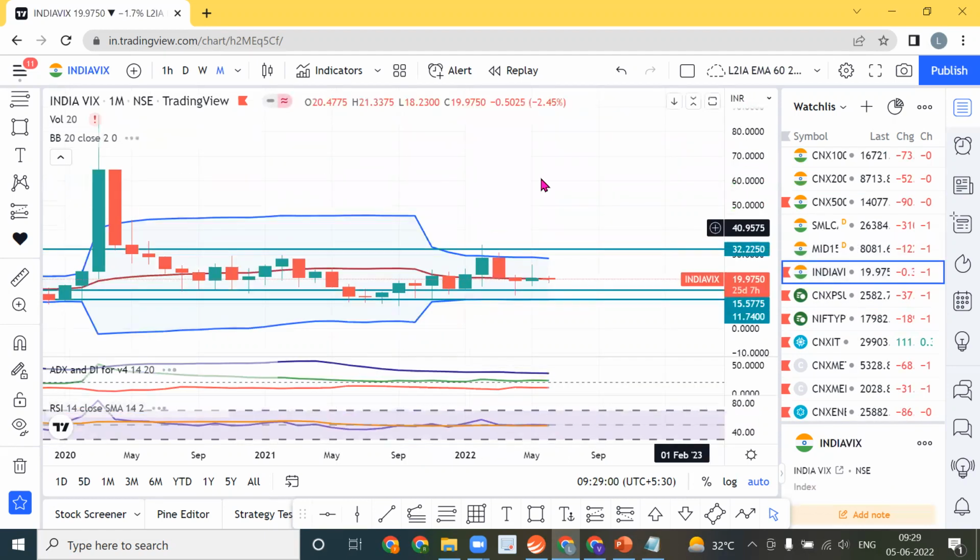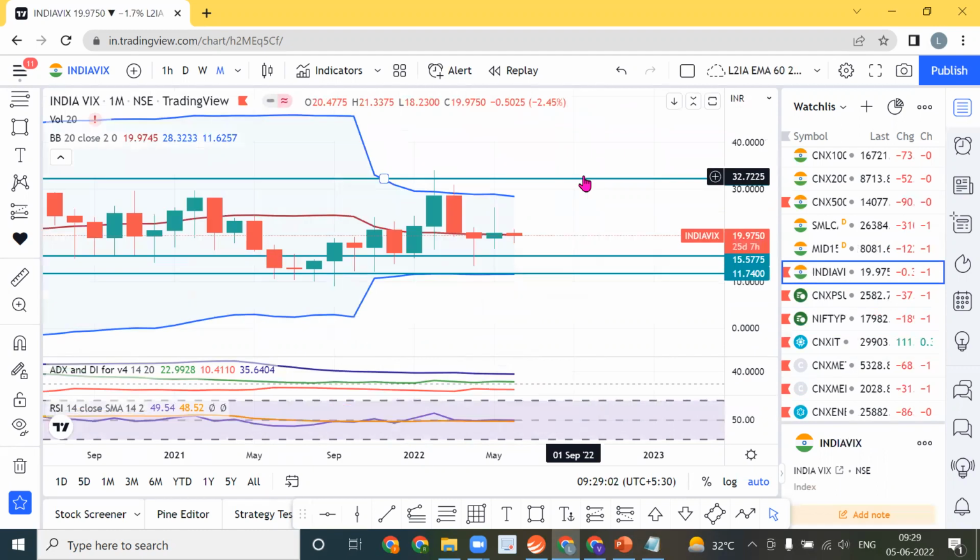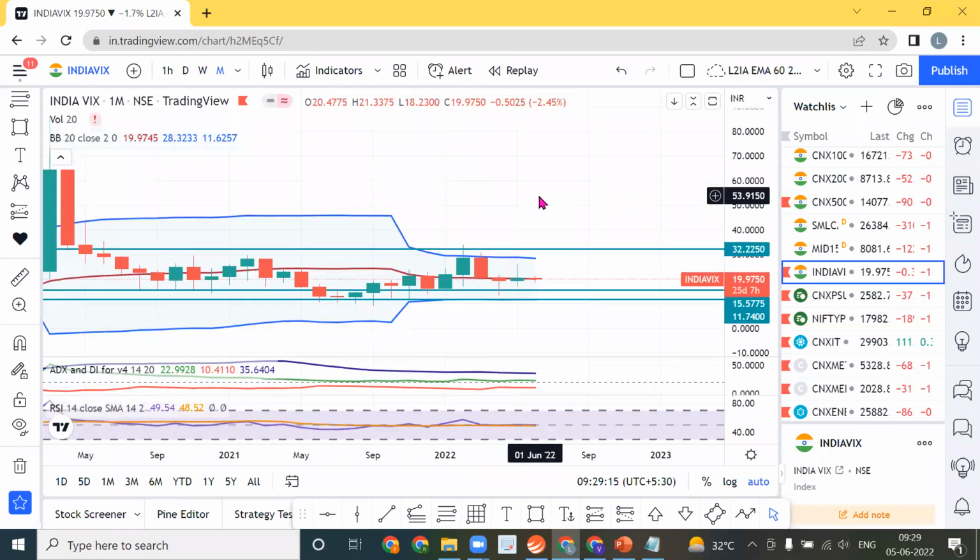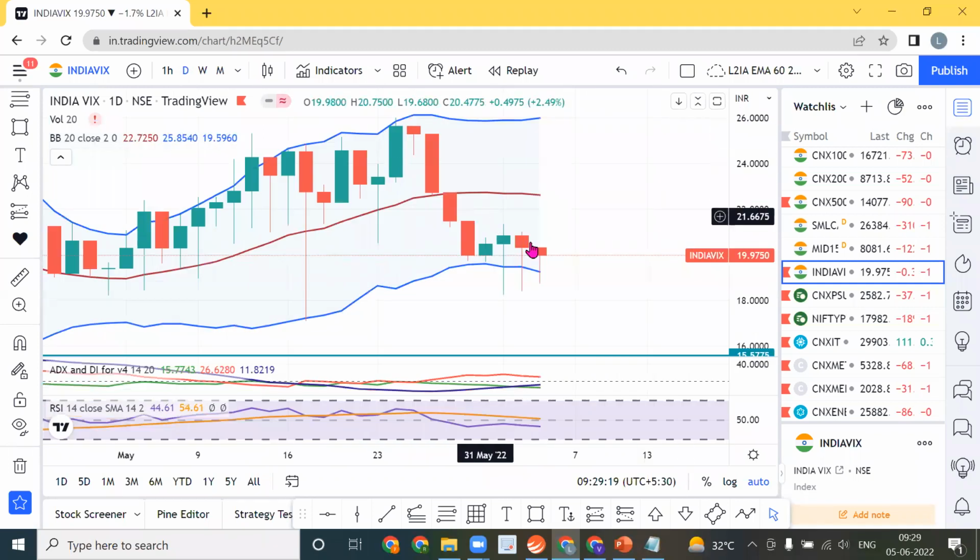This is the India VIX. The VIX is in this particular band and currently it is at a level of 19.97. So the VIX is telling me that we are a little negative. This is the day chart. Now VIX is nothing but the volatility index, and the volatility index and the markets have an inverse relationship.